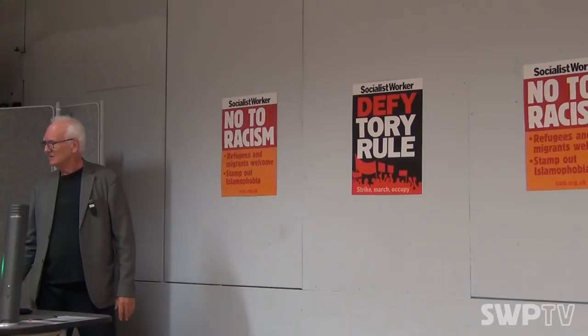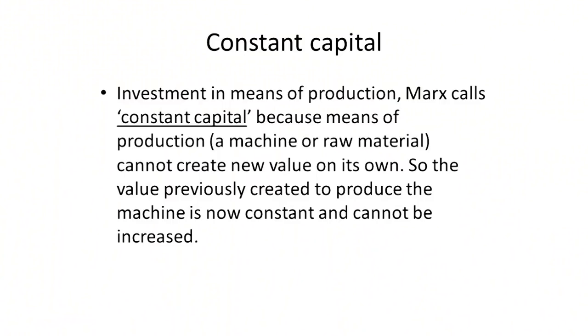But if they do so, then they're investing more in what Marx called constant capital, which is means of production, machine or raw material. Constant capital, machines don't produce any more value. They've already got value in them produced in the past, and raw materials have got value in them made up for you to use, but they don't actually produce new value on their own. So in that sense, they're capital which is constant. That's a key point that Marx makes. So value previously created, produced in the machine, is now constant and cannot be increased.